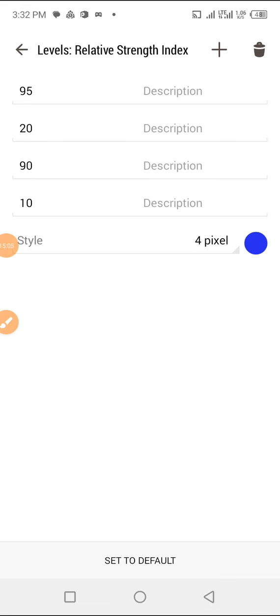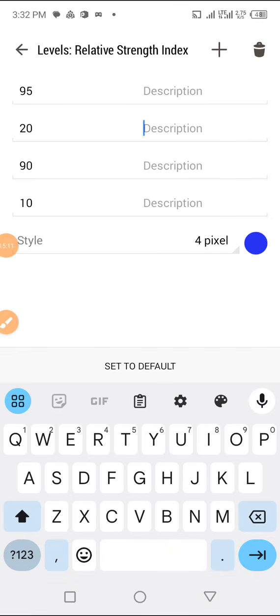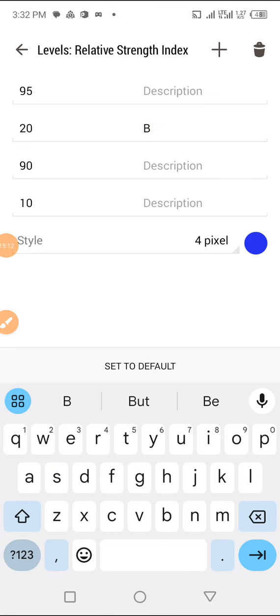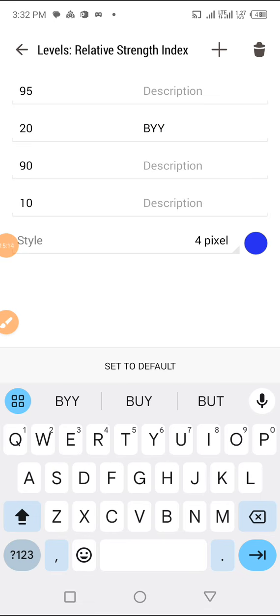Then for the sake of buy, this is the level 10 you are going to be using. Level 10 and level 20 for buy. So let me put buy entry here. Buy entry.